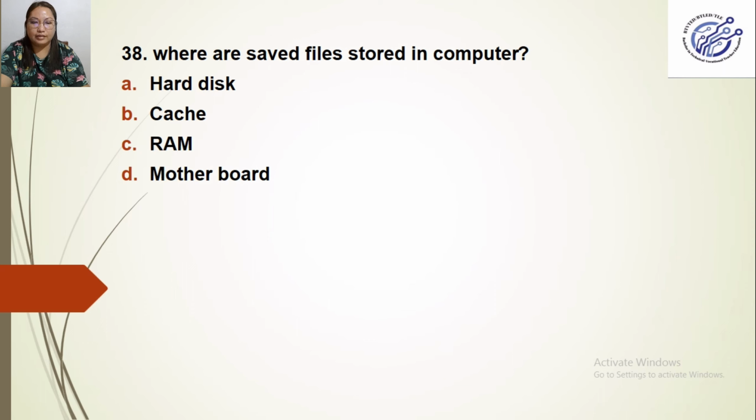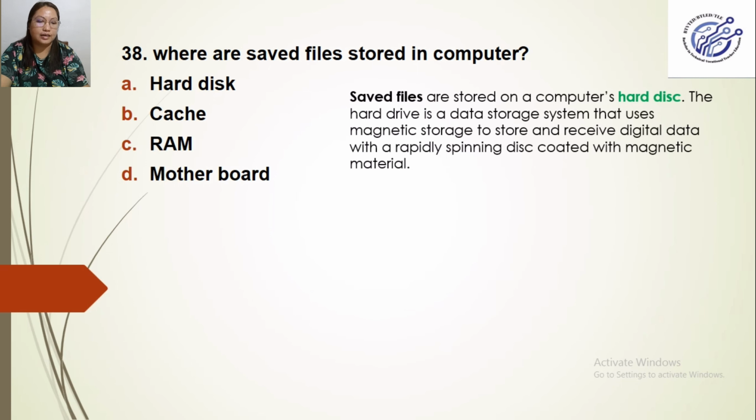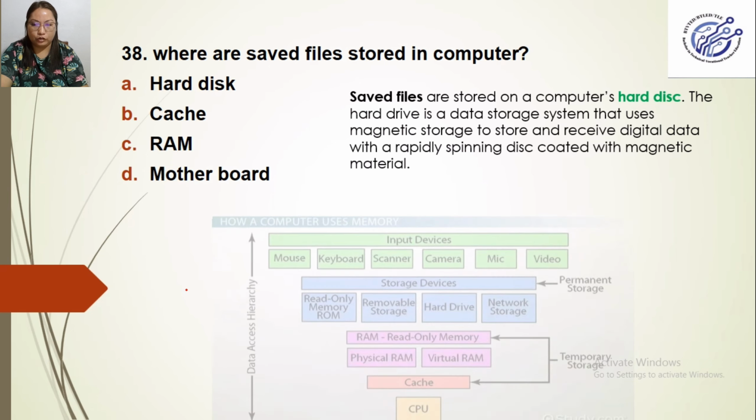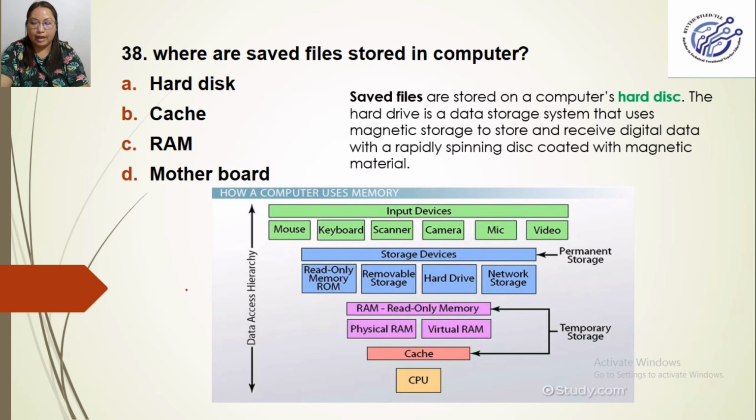38. Where are save files stored in a computer? So, saan po ba in-store yung ating mga files sa computer? So, save files are stored on a computer hard disk. The hard drive is a data storage system that uses magnetic storage to store and receive digital data with a rapidly spinning disk coated with magnetic material. So, yung sagot po natin sa number 38 is letter D, hard disk po. Sa hard disk po nasa-save po yung ating mga file.